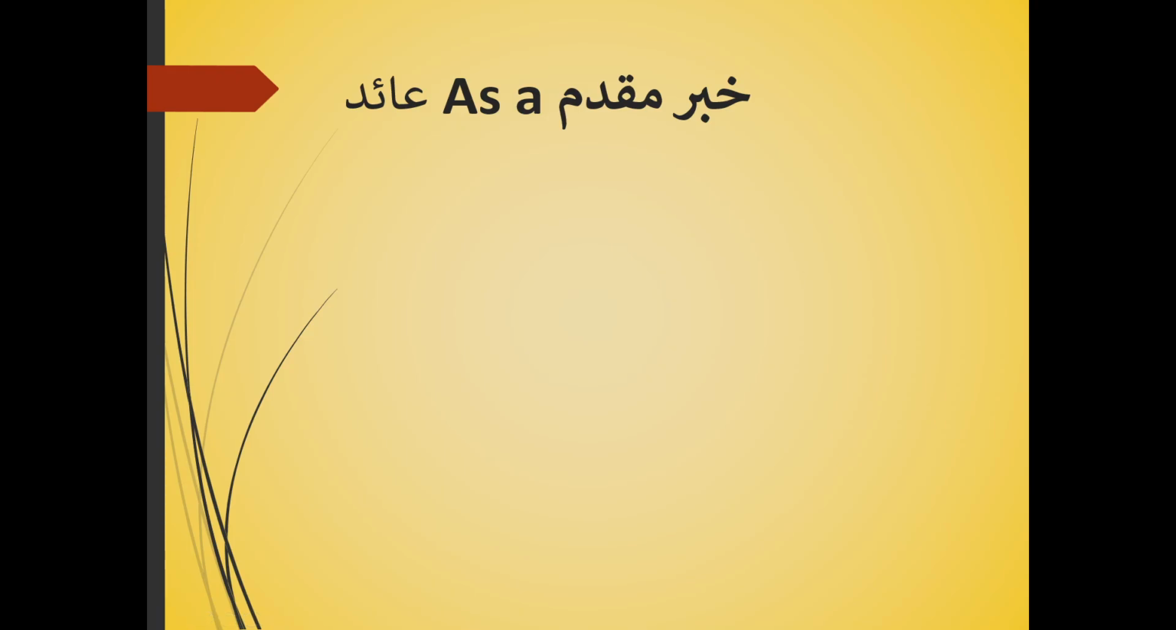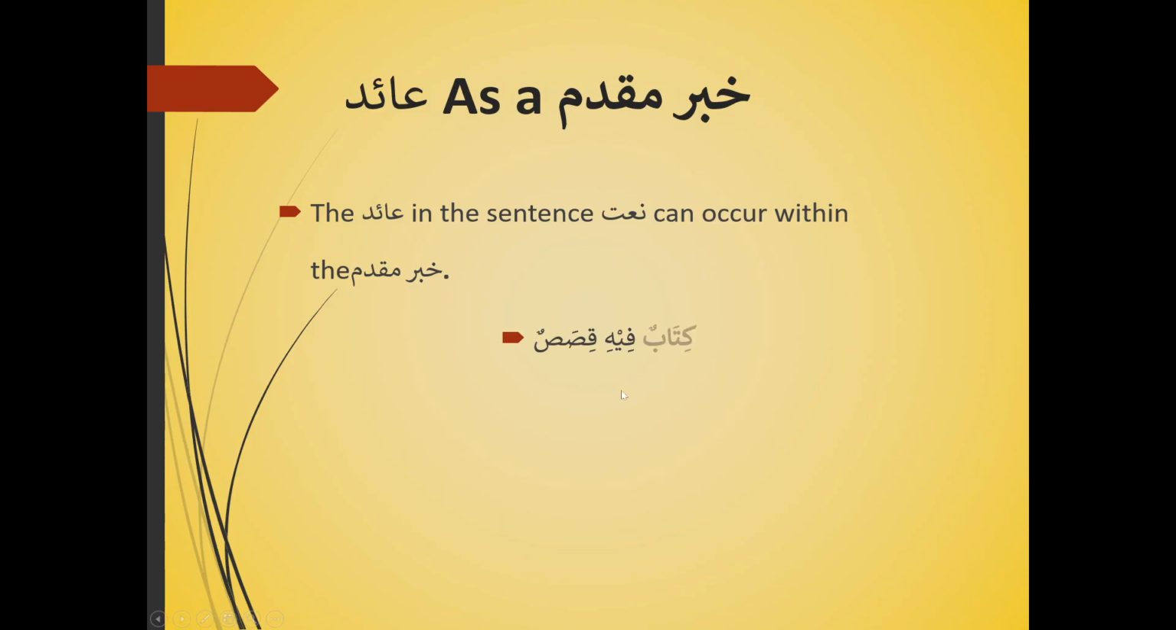Oh, I forgot. We have one more actually. Khabar muqaddam. Let's see. I hope we can do this in the 9 minutes. The a'id in the sentence can occur within a khabar muqaddam. So that means a khabar that comes before the mubtada. We'll have an example in it. So qisasun is our mubtada. Kitabun fihi is a khabar muqaddam. Dainun rajulun alayh.